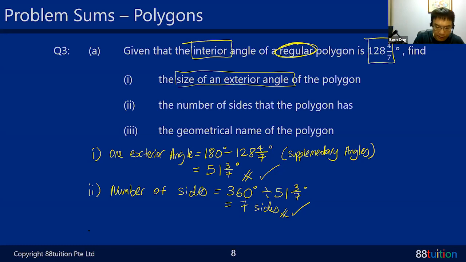And part 3, what is the geometrical name for it? Wow, so big word. 7 sides. Heptagon. All right, heptagon. Can you see that? Sometimes they'll test you on the spelling and all this. Write one time can already.